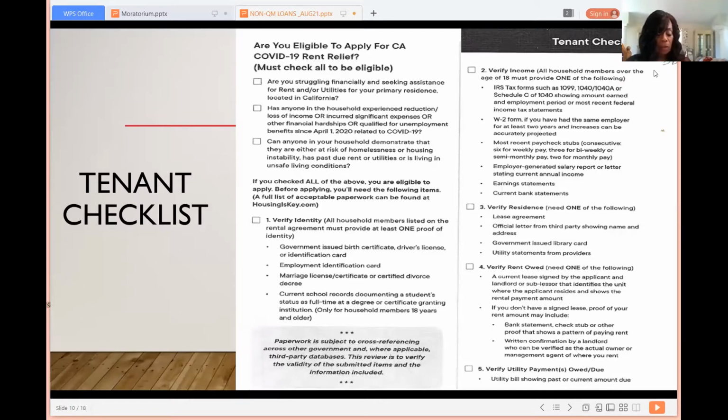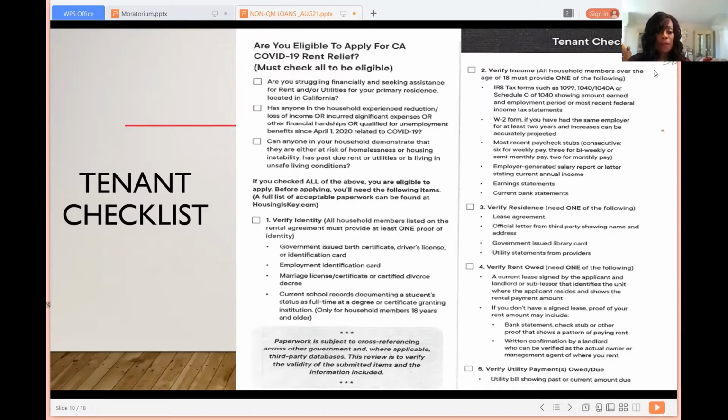Has anyone in the household experienced reduction or loss of income? So if your job gave you fewer hours, and most people were off from work in March and April, many of you returned back to work part-time or full-time, but then were subsequently maybe laid off, then that box would be for you. Has anyone in the household experienced reduction and or loss of income or incurred significant expenses or other financial hardships or qualified for unemployment benefits between April 1st, 2020 related to COVID-19?